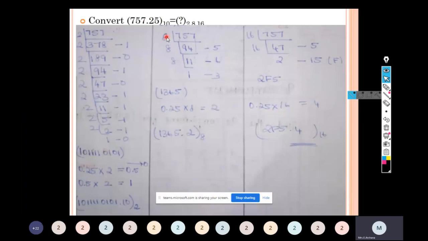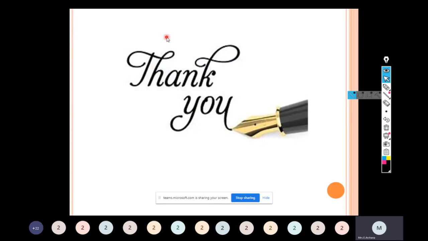For the problems based on decimal to any radix, for the integer part, we have to follow the successive division method, and for the fractional part, we have to follow the successive multiplication method. So these are the problems based on conversion of decimal to any radix or any radix to decimal. There will be more problems. Practice more problems, and you will get a clear idea about this. Thank you.